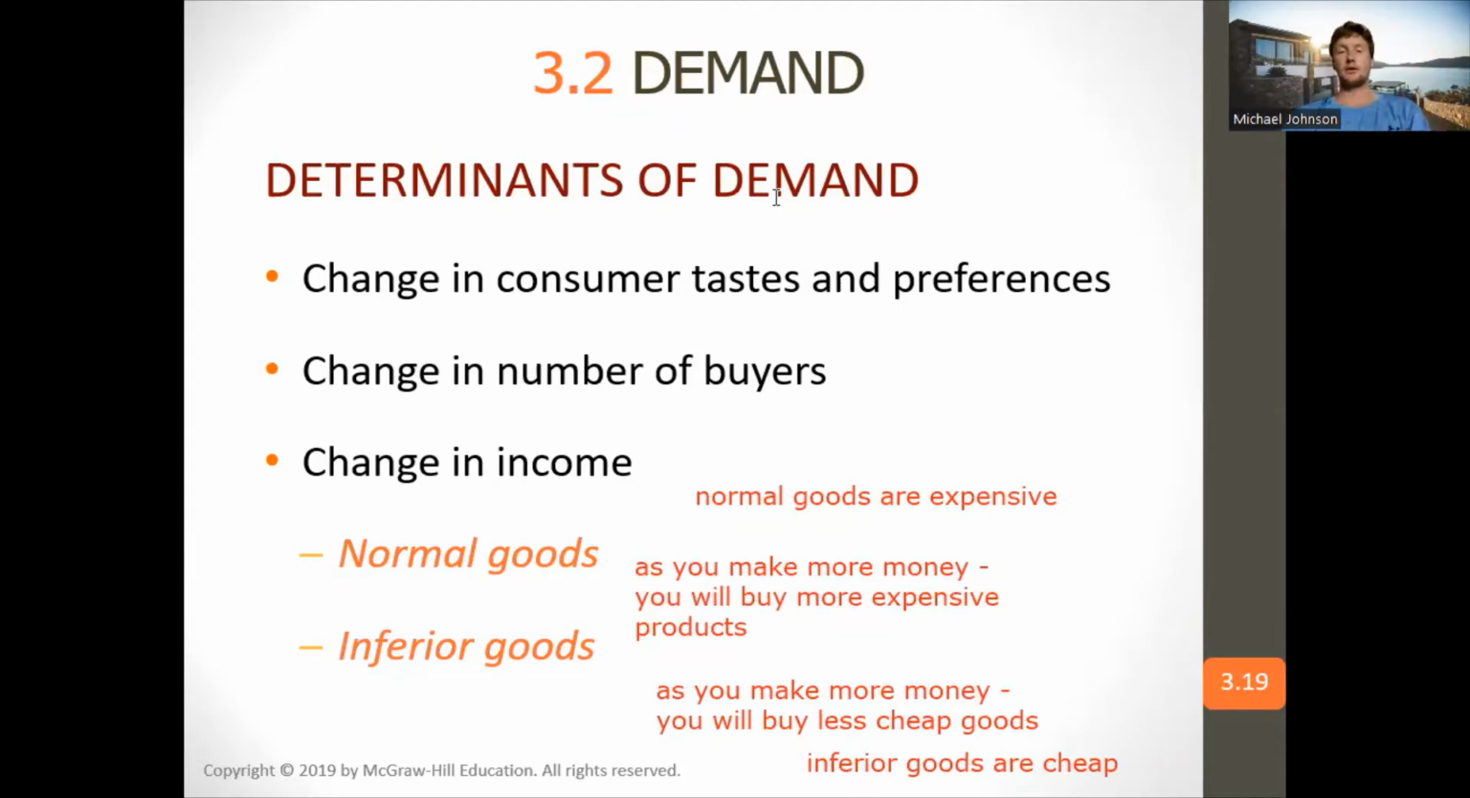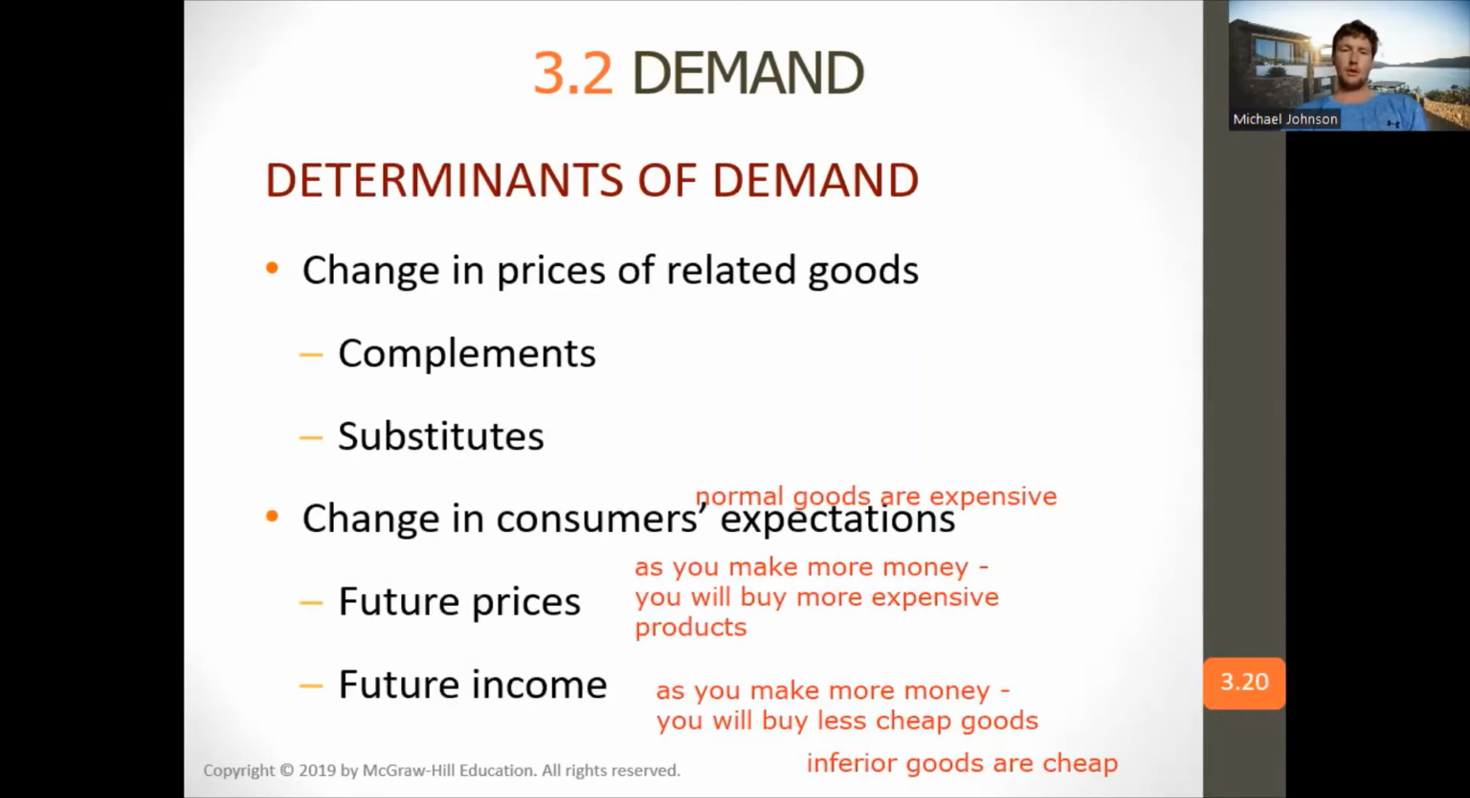That's good. Yeah, that's great. So cheaper clothes would be inferior, brand name clothes would be normal. So that's great. Yeah, produce. Yeah, great examples, Jerry. That's great. Excellent job.